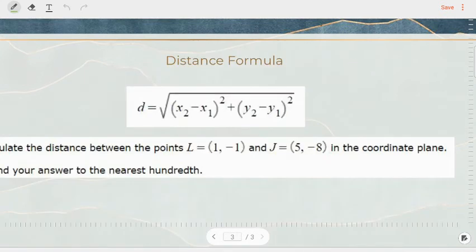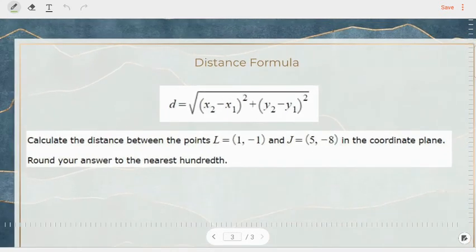All right, let's try one more together. Calculate the distance between the points 1, -1 and 5, -8. Remember, my first step is to label x, y, x, y. Second step is to label. This is my first point, so I put 1s. This is my second point, so I put 2s. Then I'm going to copy down my formula.